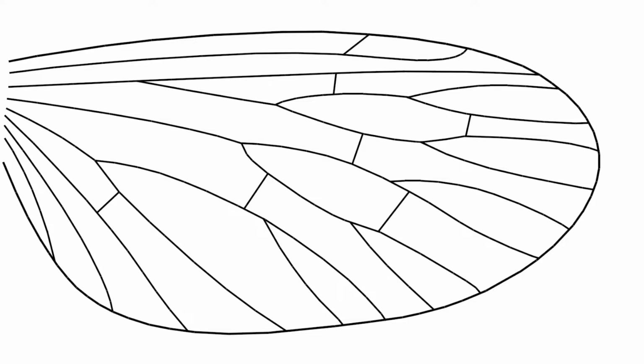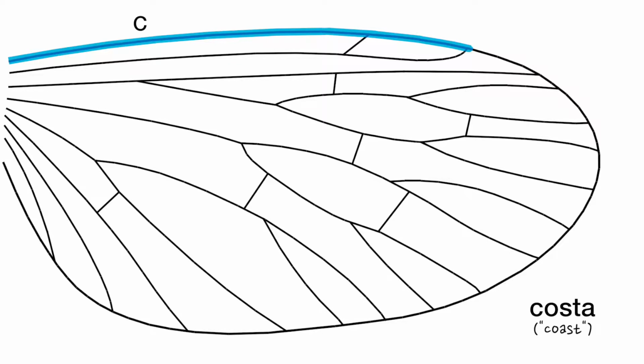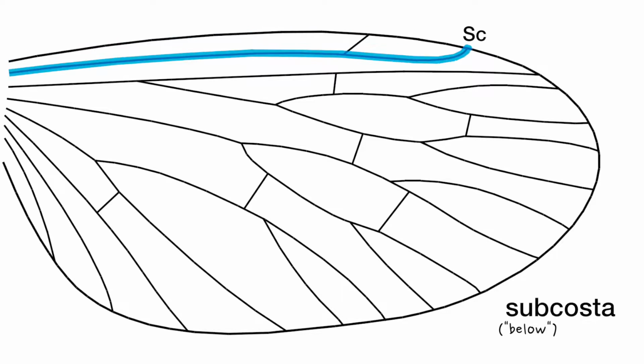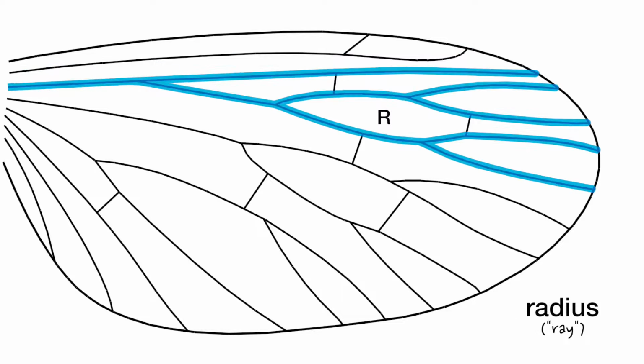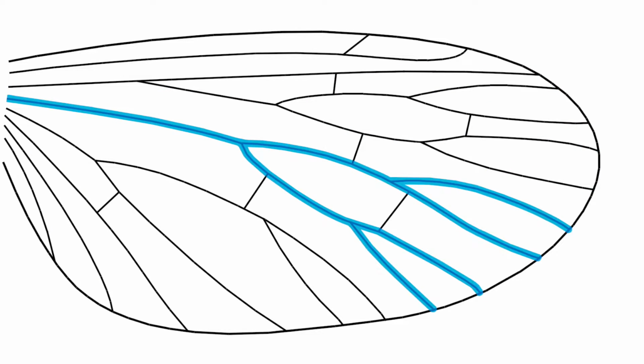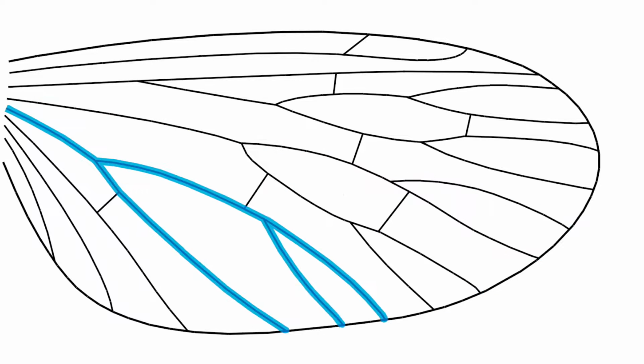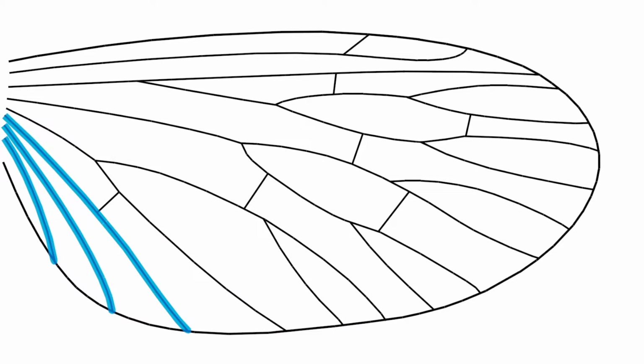So here we have an insect wing. The costa runs along the top, and under that is the subcosta. You still with me? Alright. Then you have the radius, which can split into up to 5 branches. We call these R1, R2, R3, etc. The vein in the middle of the wing is called the media, and it can split into up to 4 branches. Under the media comes the cubitus, which splits into up to 3 branches, and at the base of the wing are the anal veins.